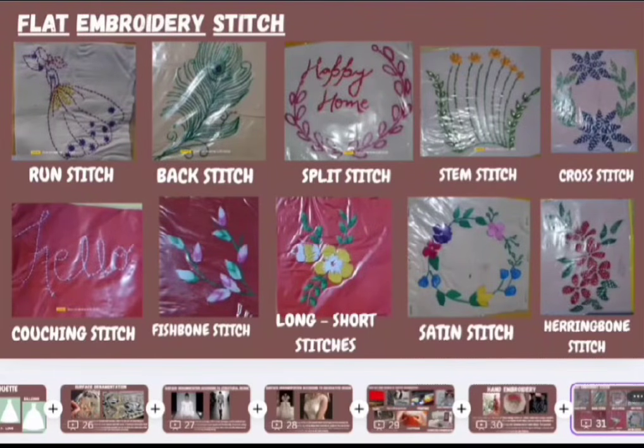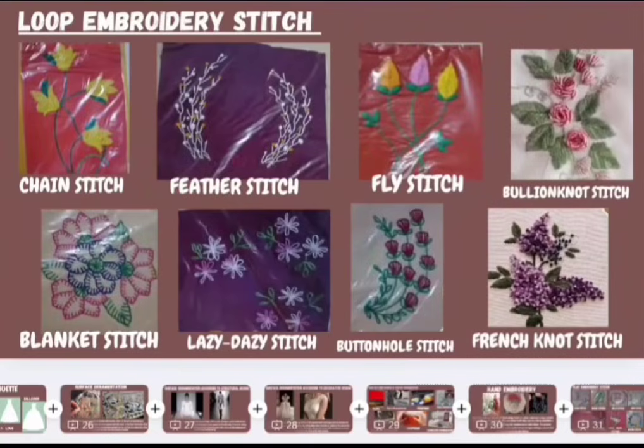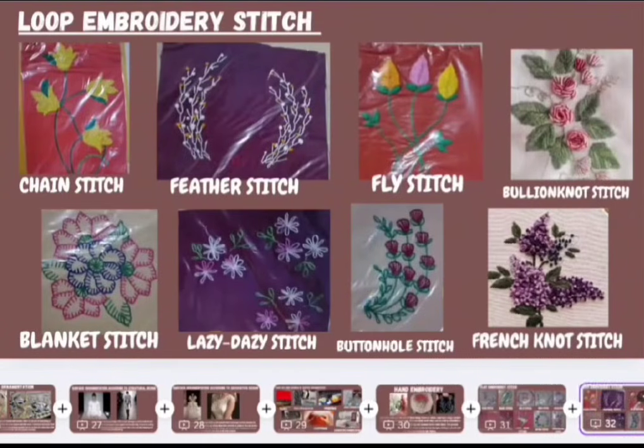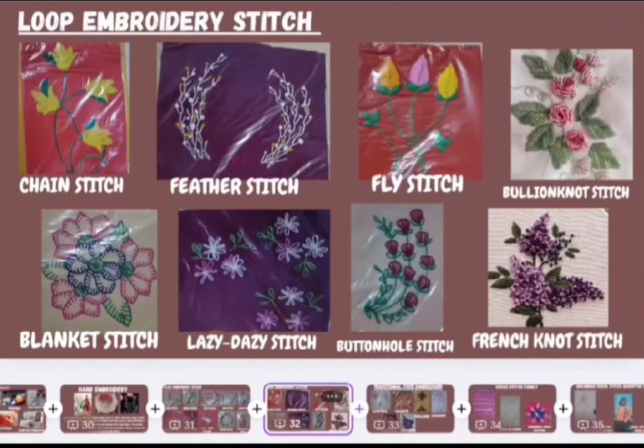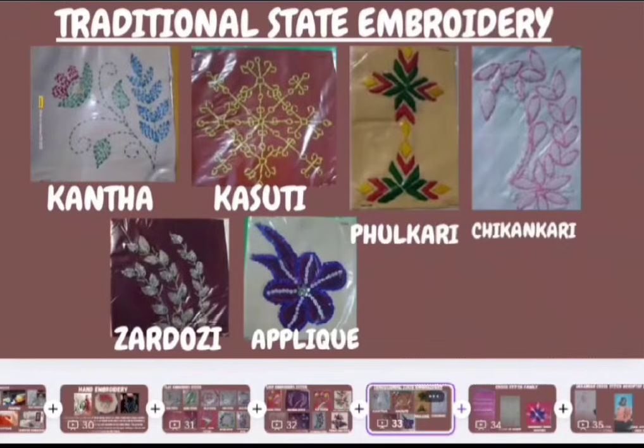Flat embroidery has 10 different stitches: run stitch, back stitch, split stitch, stem stitch, cross stitch, couching stitch, fishbone stitch, long and short stitch, satin stitch, and herringbone stitch. In loop embroidery, there are 8 different stitches: chain stitch, feather stitch, fly stitch, bullion knot stitch, blanket stitch, lazy daisy stitch, buttonhole stitch, and French knot stitch.